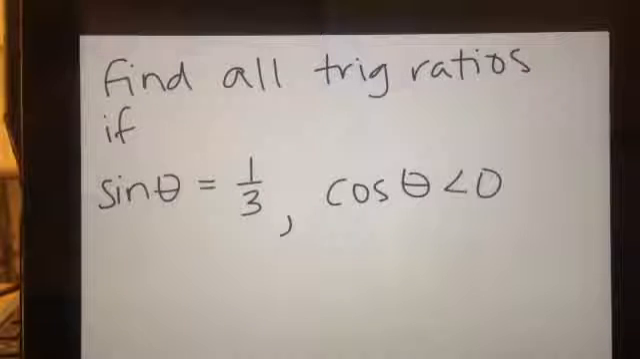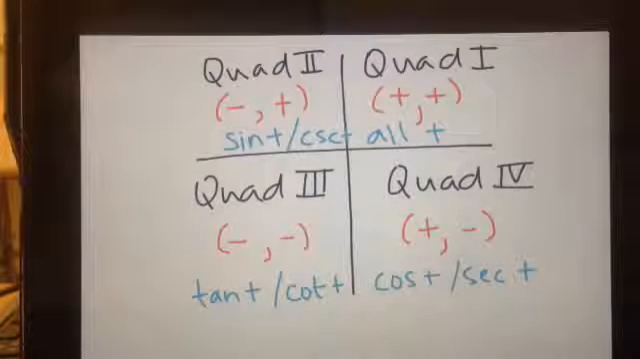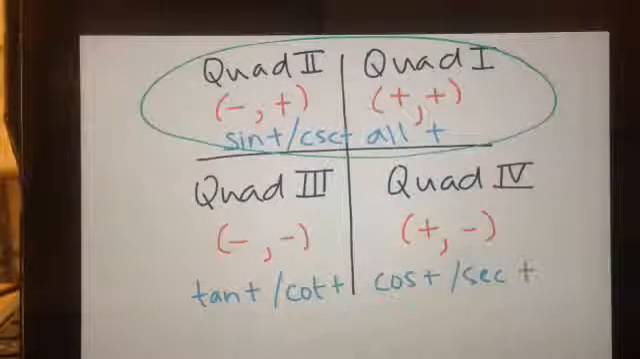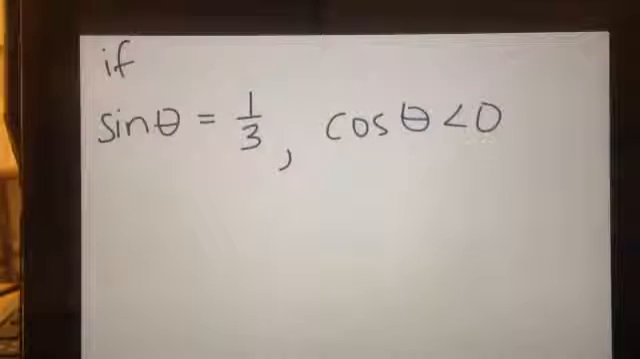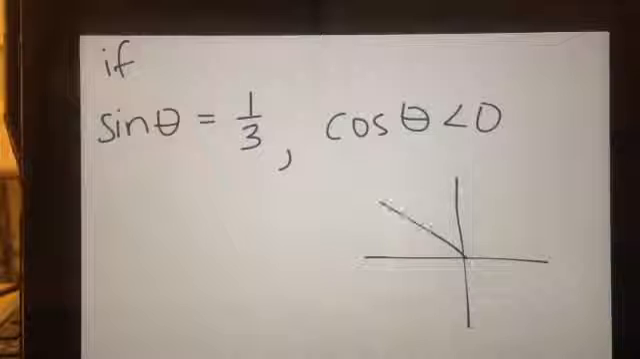So when I look at this, I have to think about what quadrant is sine positive and cos negative. If I look up here, the two quadrants where sine is positive are these two. The one where cos is going to be negative is quadrant 2. So this picture needs to be drawn in quadrant 2. So I'll go ahead and draw my picture. Here's quadrant 2. We're going to label theta from the origin right there, and from the x-axis. So there's theta.